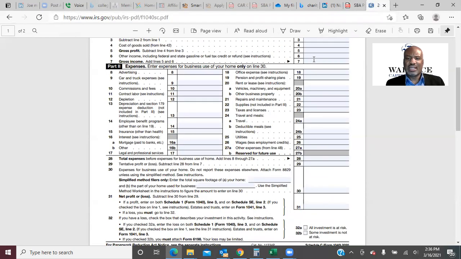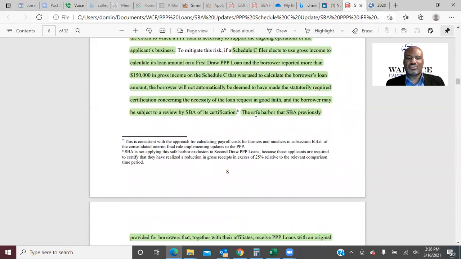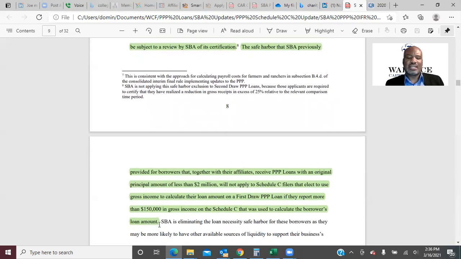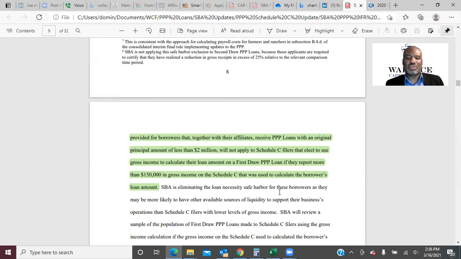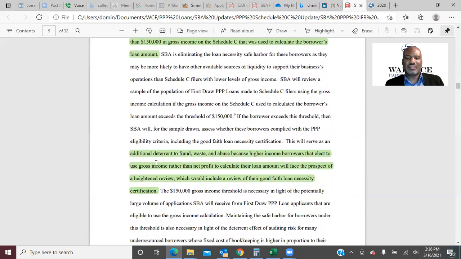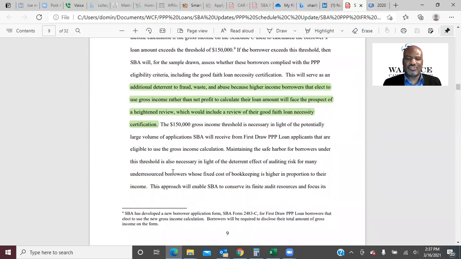income on line 7, they could say that the safe harbor the SBA previously provided to borrowers, that affiliates receiving PPP loans with an original principal amount less than 2 million will not apply to Schedule C filers who elect to use gross income to calculate their loan amount. So the bottom line is, if you have more than 150,000 on that line used to calculate the borrower's loan amount, they may say that's too much for you to qualify. The loan may face the prospect of a heightened review, which includes review of the good faith necessity certification. So they'll look it over to determine if it's going to work or not.